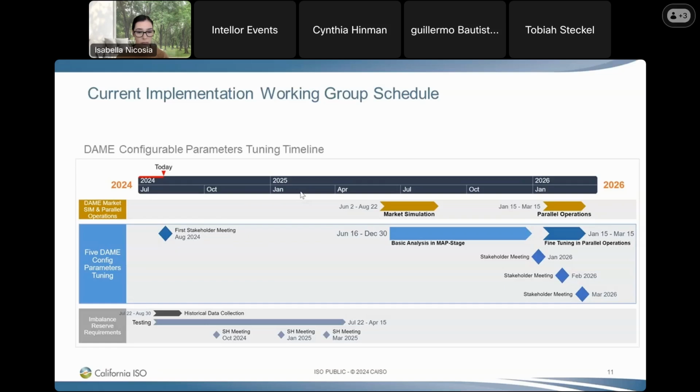No, yeah, let me give you some perspective on that. The reality is that we can do simulation or analyze the performance of the market with these parameters once we have the application in place, right? And that is until effectively the opening of the market simulation. So we're going to use market simulation to see how the starting values of the parameters are going to be working. We're going to continue to do analysis even after market simulation to come up with what we believe are the proposed final values that we're going to go with for parallel operations.